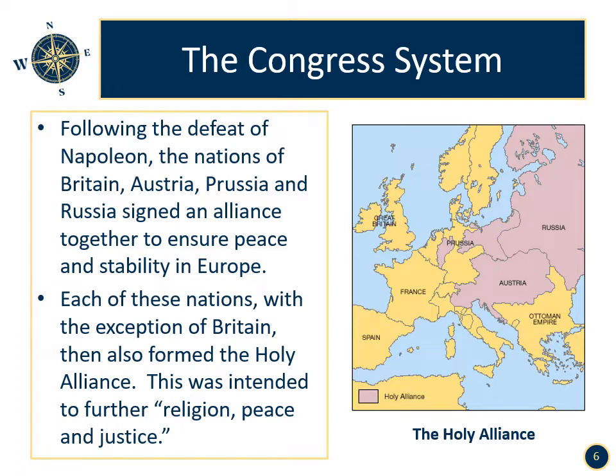Austria was most susceptible to revolution because of its multi-ethnic makeup. The Holy Alliance of Russia, Prussia, and Austria intended to prevent liberalism from spreading. Britain was excluded from this alliance due to their support for liberalism.